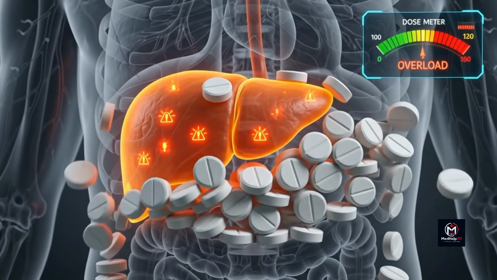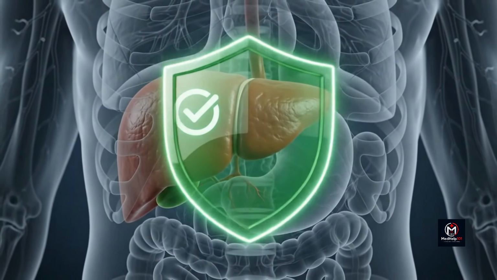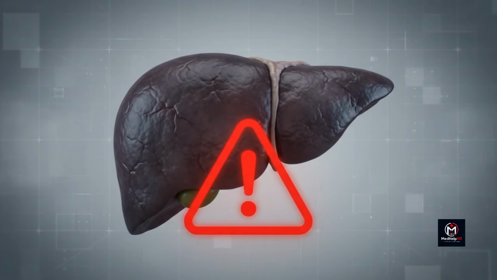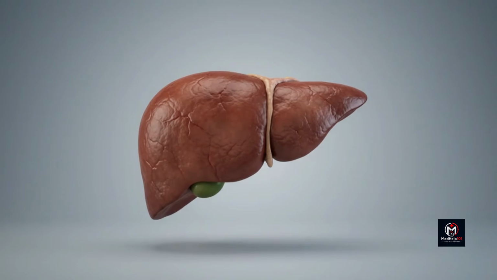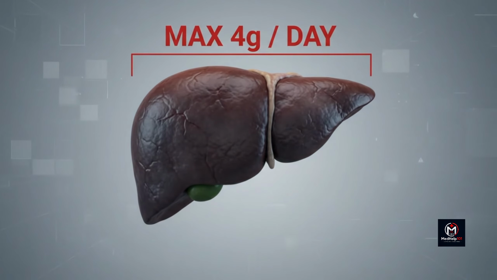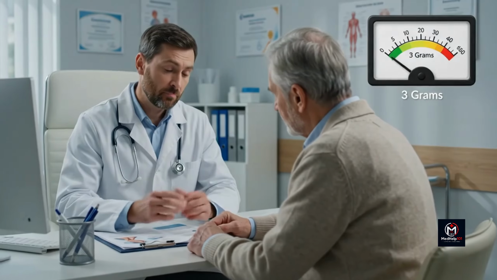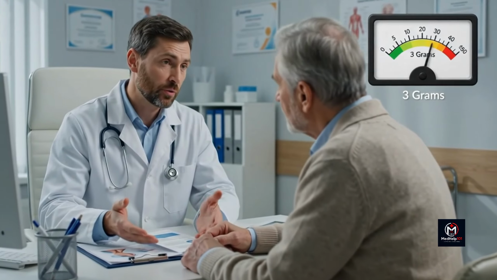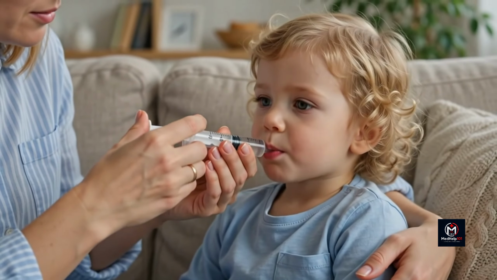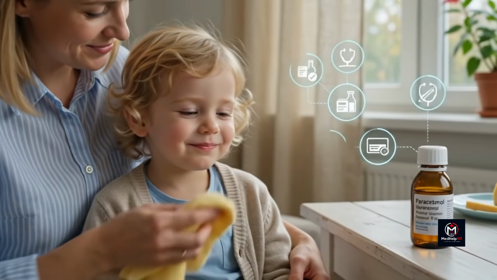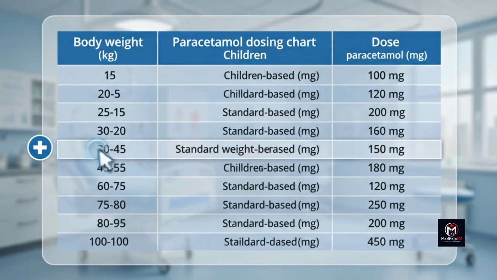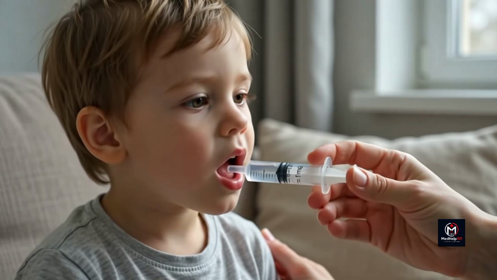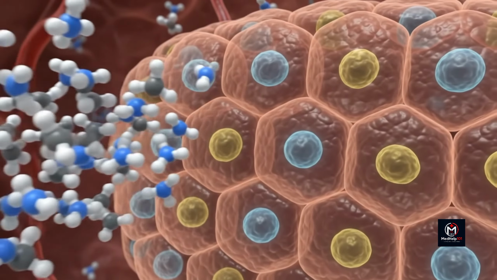When the recommended dose is exceeded, the liver faces a dangerous challenge. The same medicine that relieves pain can become life-threatening. In adults, the maximum recommended dose is generally 4 grams per day. Many doctors recommend staying below 3 grams daily, especially for older adults or those at higher risk. Children require weight-based dosing, usually 10 to 15 milligrams per kilogram per dose, not exceeding recommended daily limits.